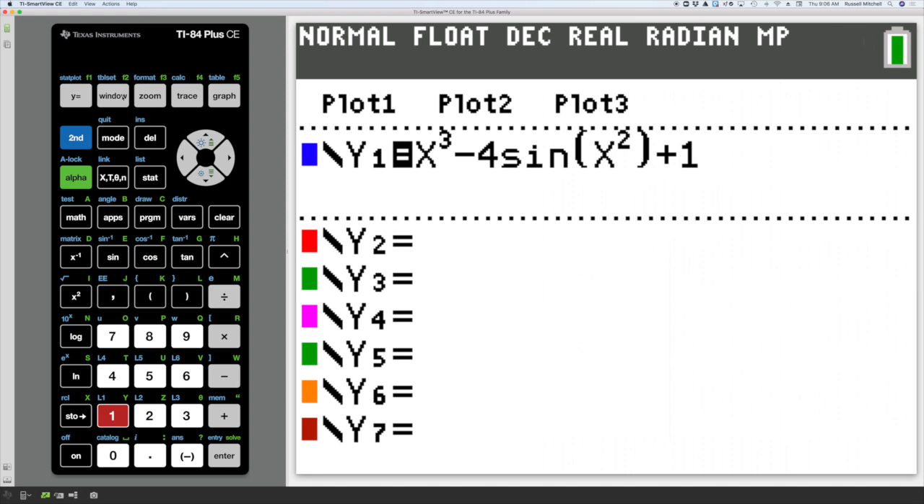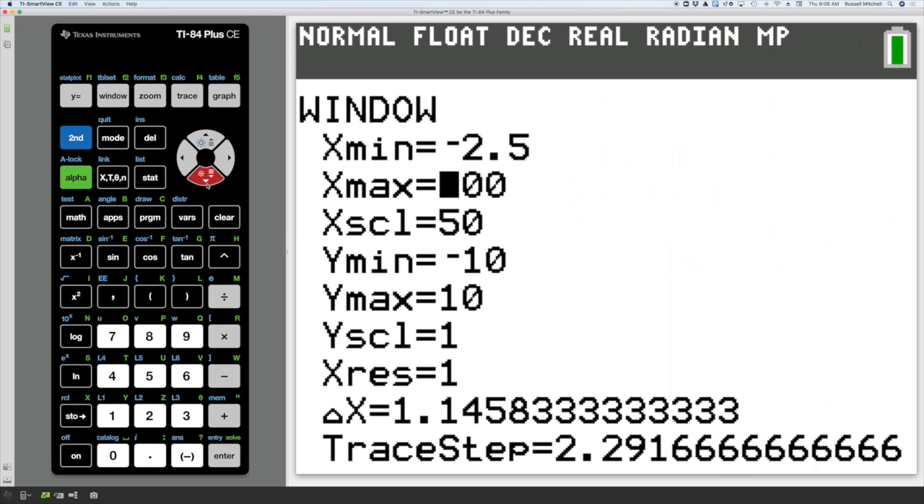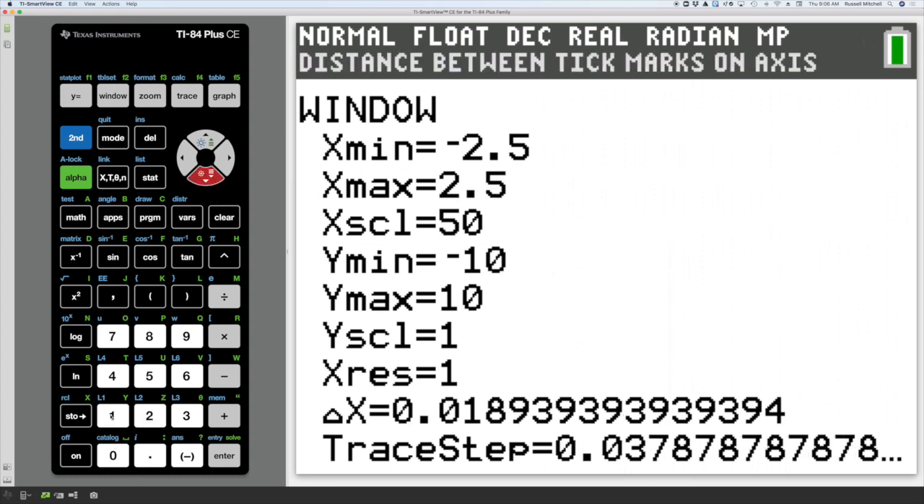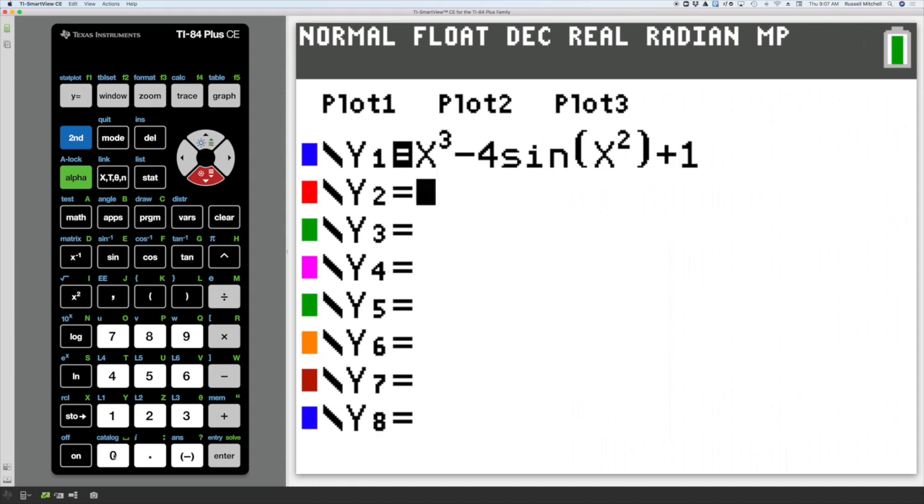Okay, now I want to change my window. Now, this is like the amplitude of my sine function, so I'm going to go like negative 10 to 10, I think. Let's see what that looks like, okay? So in the window, we want to set our x-min to negative 2.5 because we're looking on that open interval, negative 2.5 to 2.5. Okay, and let's go x scale of 1. And then y-min negative 10 to 10. Well, you know what? Let's go back because we're going to solve it for where it's equal to 0 too, okay? So let's put in y2 is 0.